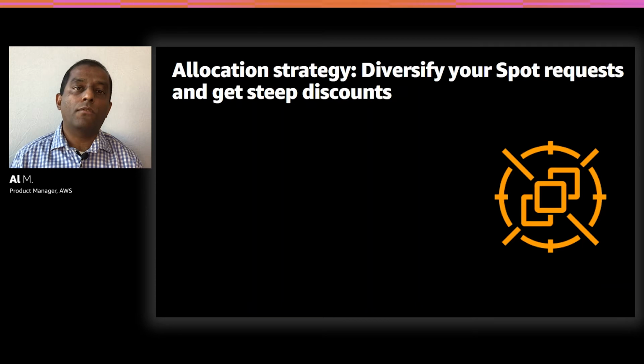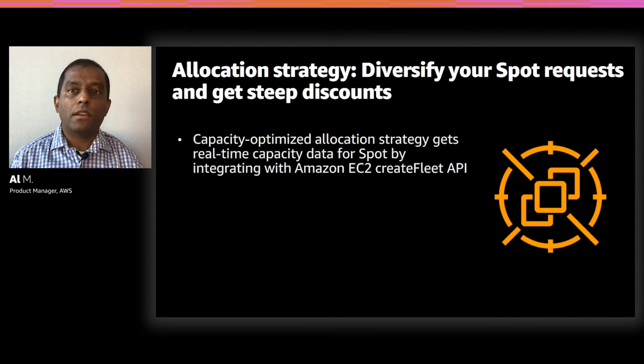Amazon EMR now offers a capacity-optimized allocation strategy for provisioning spot instances in an Amazon EMR cluster. Capacity-optimized allocation strategy uses real-time capacity data to allocate instances from spot instance pools with optimal capacity for the number of instances that you're launching.